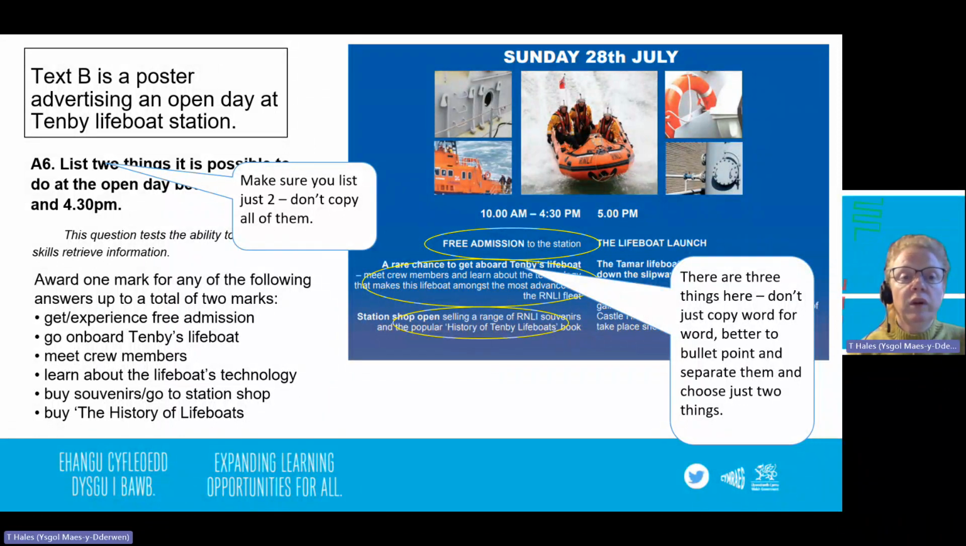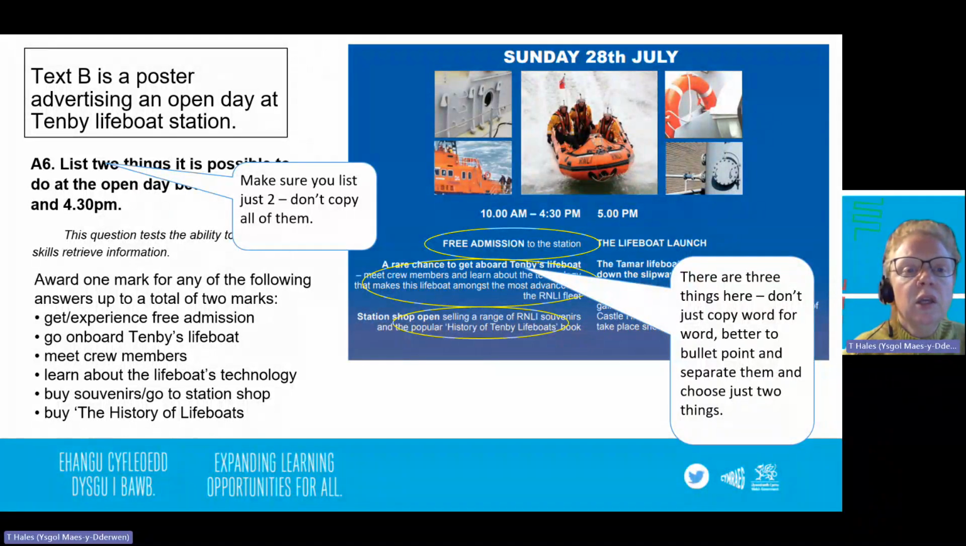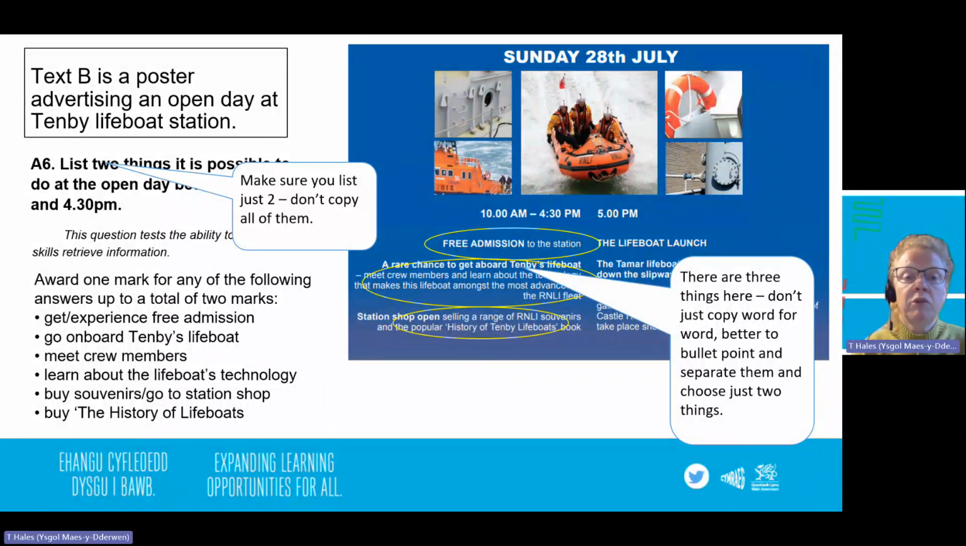And it's telling you, right, 1 thing you can do is you can go into the station. So free admission to the station. Then the next one lists quite a few things. You've got a chance to go on board the lifeboat. You can meet crew members. You can learn about technology. And you can also go to the shop to buy things. There's quite a lot of things there. Don't just copy it word for word. Bullet point them, separate them off, and choose the right number. So again, 1 mark for any of the following up to a total of 2. And it gives you all those things that you could mention. Okay.